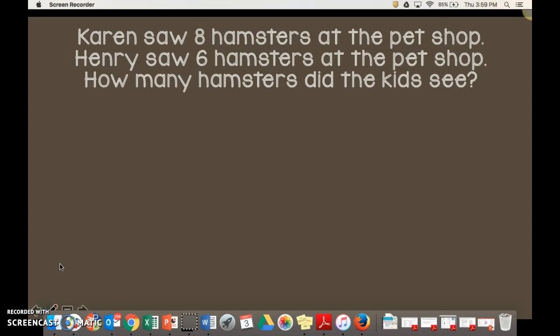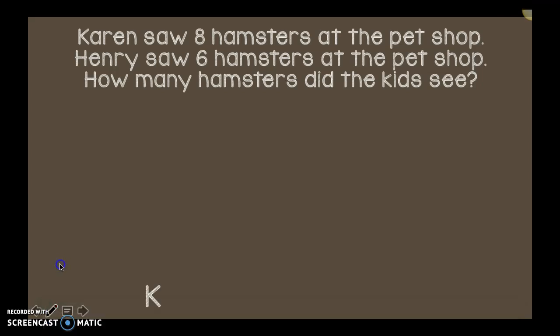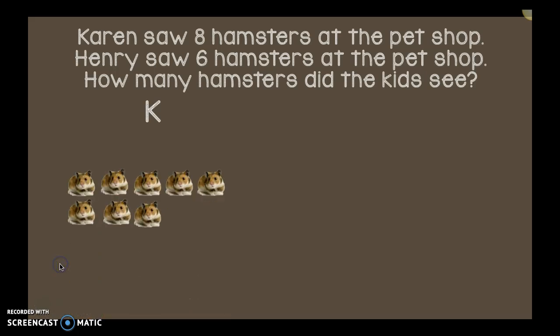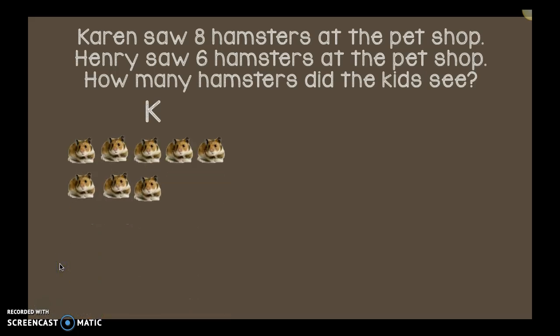So at this point, you should have 8 hamsters and then 6 hamsters. 8 that Karen saw and then 6 that Henry saw. I'm going to go ahead and show you my picture and see if yours matches mine. It said Karen saw 8 hamsters at the pet shop. I'm going to go ahead and label Karen because I want to make sure I know who I'm talking about. Karen saw 8. Told you they were cute. Henry saw 6. I'm going to put an H for Henry, and then I'm going to show his 6. How many hamsters did the kids see?